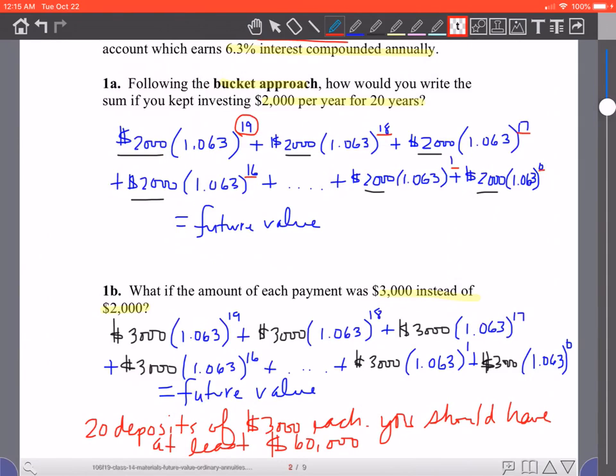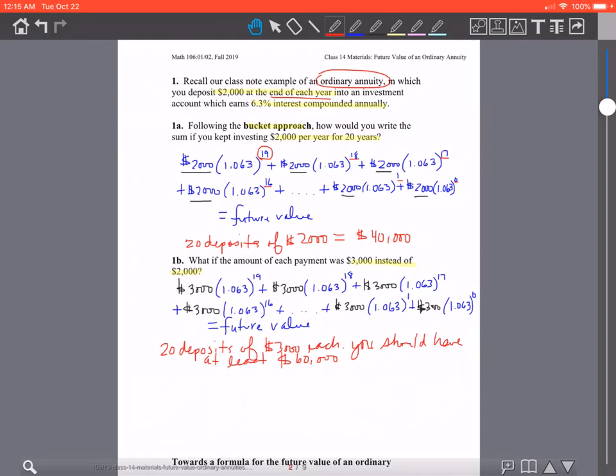Compare that to part A, which was 20 deposits of $2,000 each, which would have been only $40,000. So just by increasing your deposits by $1,000, you're going to have $20,000 more over those 20 years.